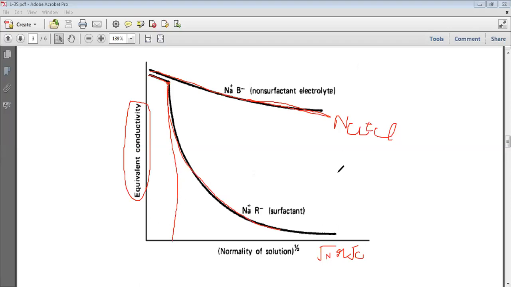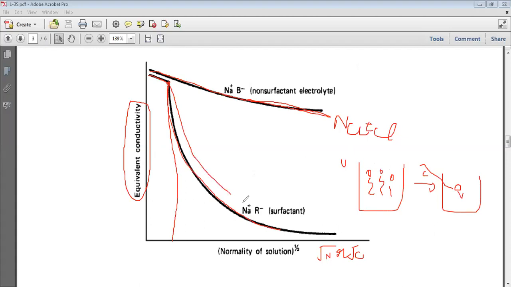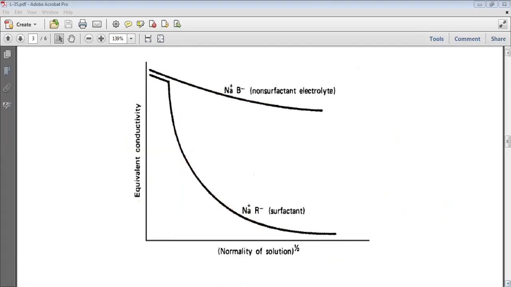CMC means that we are initially adding, suppose we have a beaker, a small concentration of these surfactants, suppose 0.1 millimole. They will behave as strong electrolytes, and when we go on increasing the concentration, it ultimately changes into micellar formation, and from this point onwards, micellization is taking place. That means there will be the formation of these spherical structures, which I have already discussed with you. Okay, so this is the simple graph.